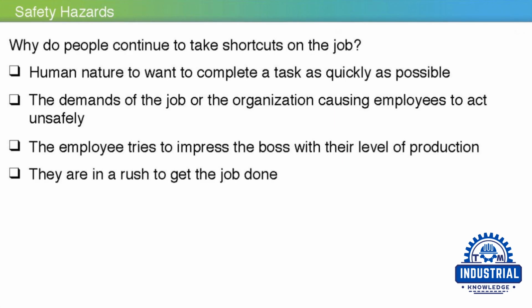Why do people continue to take shortcuts on the job? It is human nature to want to complete a task as quickly as possible. The demands of the job or the organization cause employees to act unsafely. The employee tries to impress the boss with their level of production. They are in a rush to get the job done.